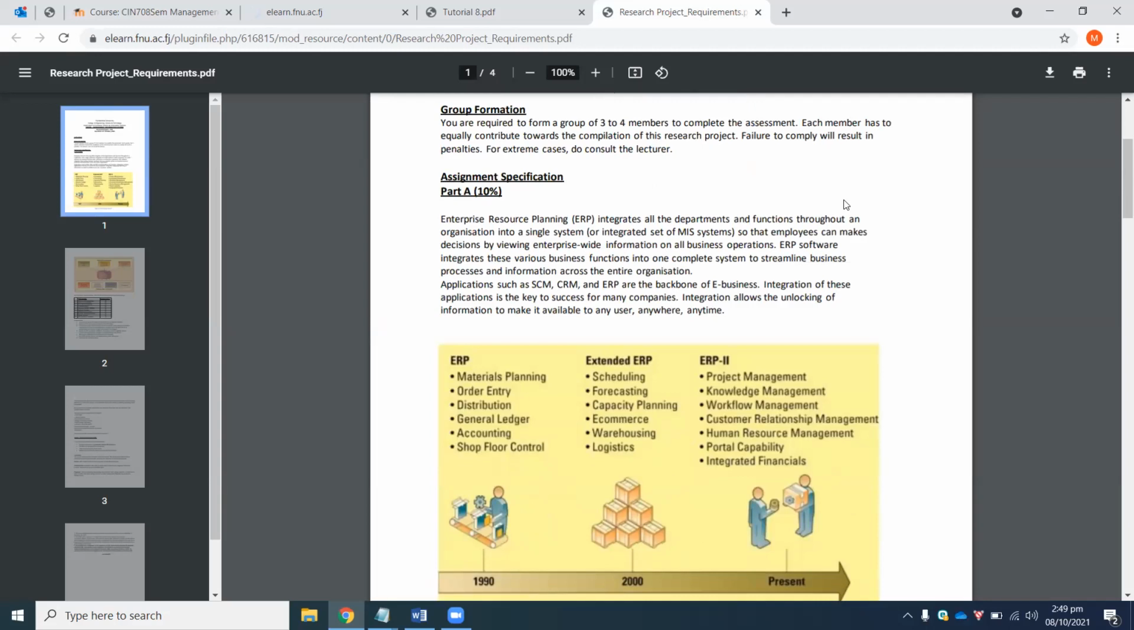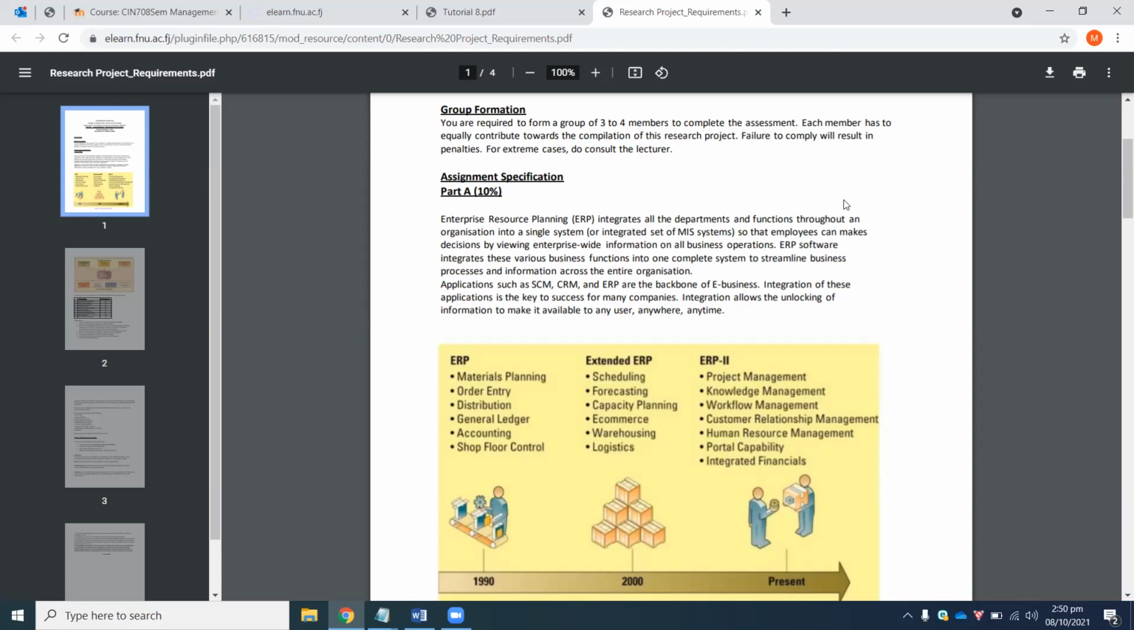Enterprise resource planning, ERP, integrates all the departments and functions throughout all organizations into a single system or integrated set of MIS systems, so that employees can make decisions by viewing enterprise-wide information on all business operations. ERP software integrates these various business functions into one complete system to streamline business processes and information across the entire organization. This is very much similar to what you had learned in the lecture class. So ERP integrates all the departments and functionalities of those departments together and presents you with a single platform.